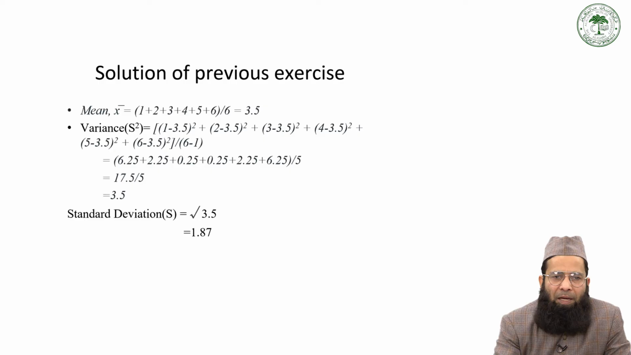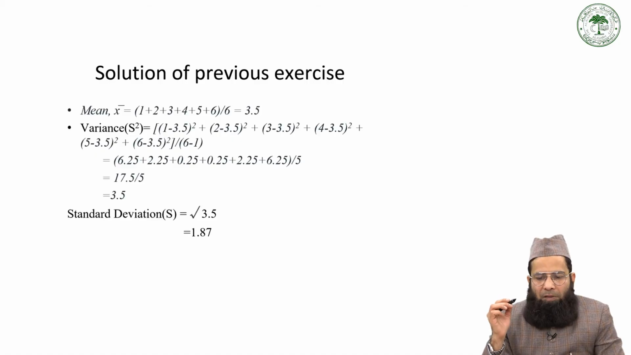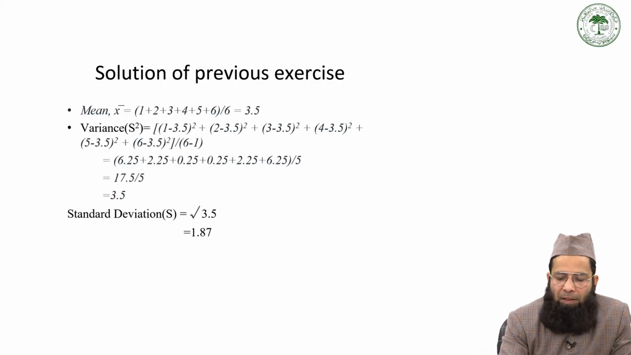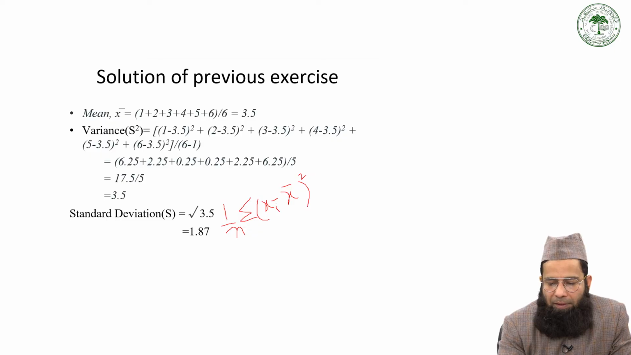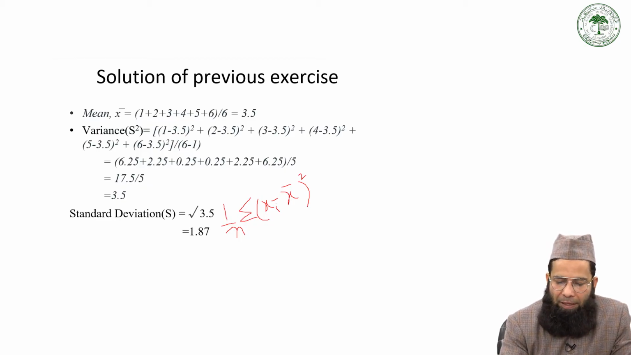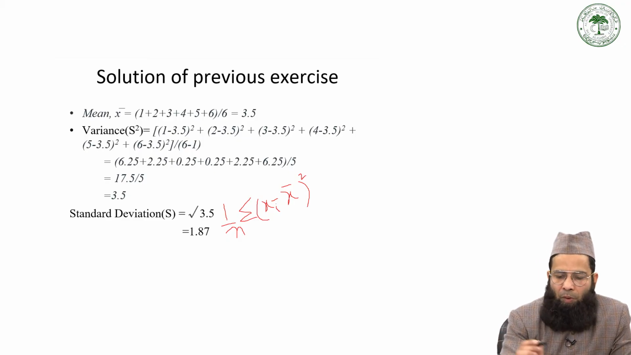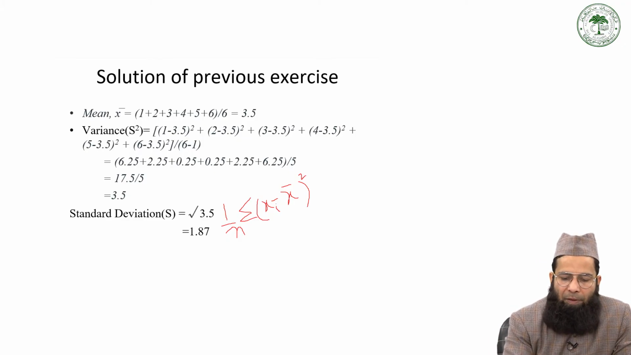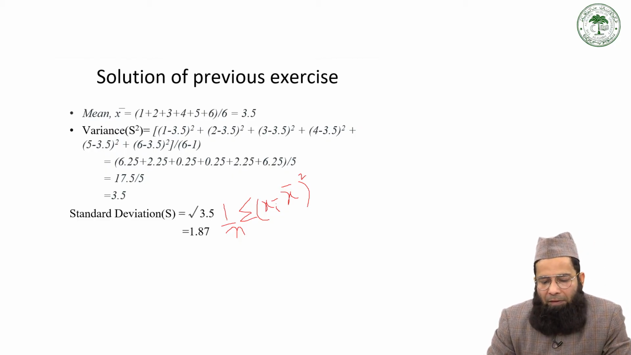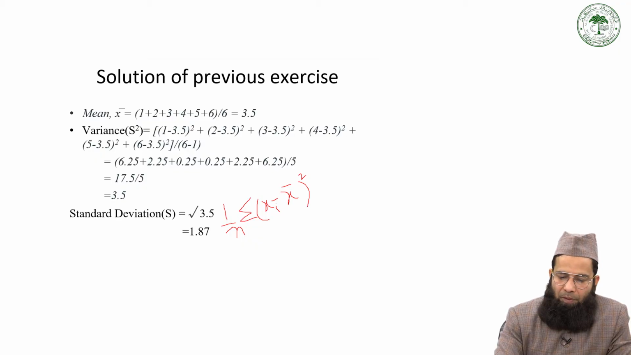First we will calculate the mean. The mean is (1 plus 2 plus 3 plus 4 plus 5 plus 6) divided by 6, which is 3.5. And variance is the summation of (xi minus x bar) squared, for i equal to 1 to n, divided by n minus 1. So I am calculating this value, (1 minus 3.5) squared plus (2 minus 3.5) squared and so on. In this way you will get 3.5. And standard deviation is the square root of 3.5, which is 1.87.